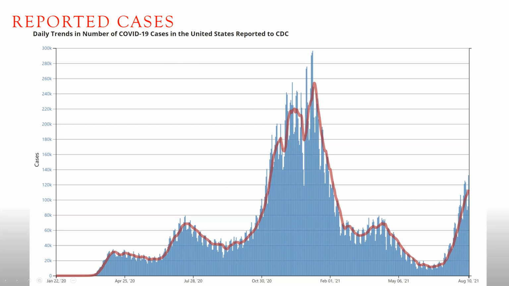But you can see as the vaccine became available and more widely available, the number of cases went way down to the lowest they've been really since the beginning of the pandemic. And then recently, this is through yesterday's statistics, cases have gone up, but they're still nowhere near where they were, almost 300,000 reported daily cases back in the winter of last year.